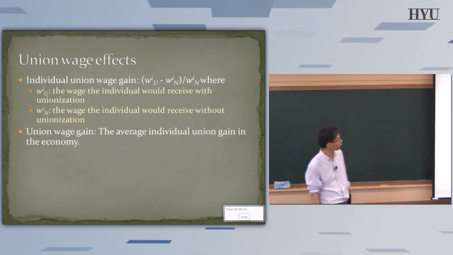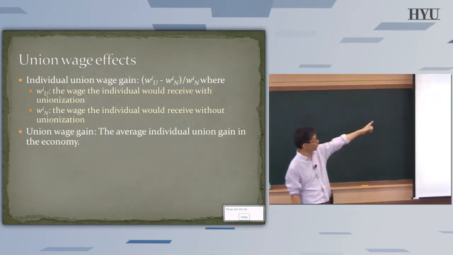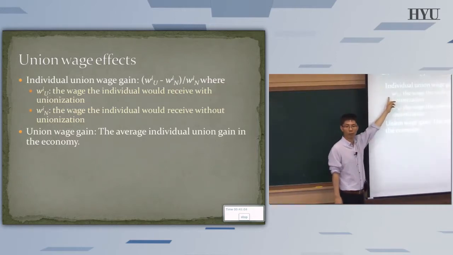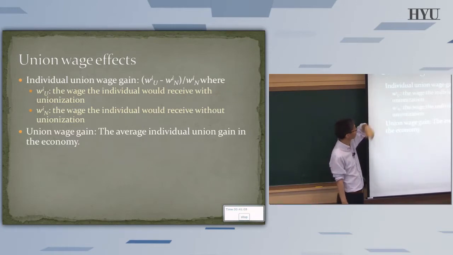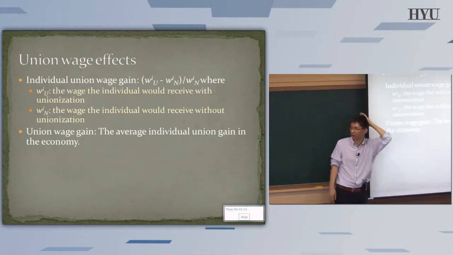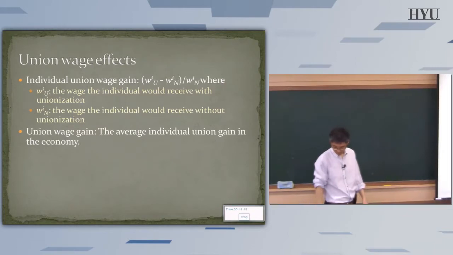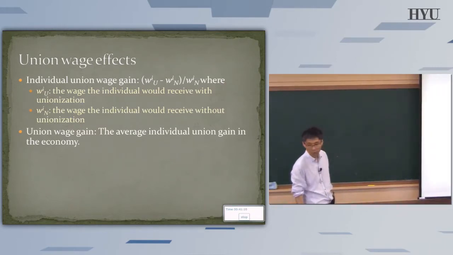So there's an individual union wage gain. For each individual, we can think of this theoretical thing called individual union wage gain. For some person, it's going to be 20%. Some people probably 15%. For some people, it's 7%. Whatever. And then we just average them out. Then we can say that this is the union wage gain in the economy.